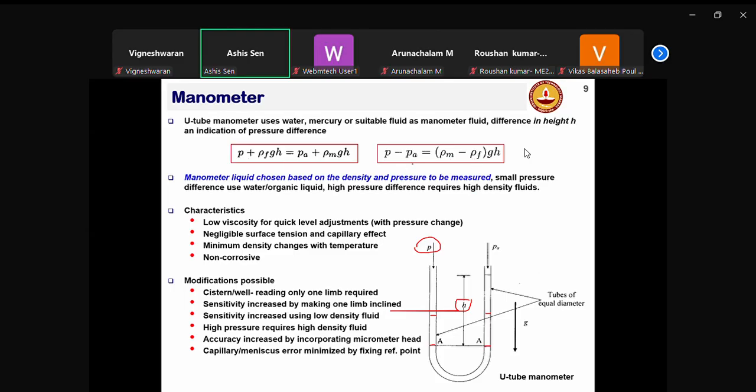On the other extreme, if you are trying to measure a very low pressure, the H should be significant enough for you to measure. Okay, so H will be significant in the low pressure limit when rho m minus rho f is small. That means you must choose a manometric liquid whose density is marginally greater than the source fluid density. So depending on what is the pressure difference that is expected, you have to appropriately choose the manometric liquid as compared to the source fluid.